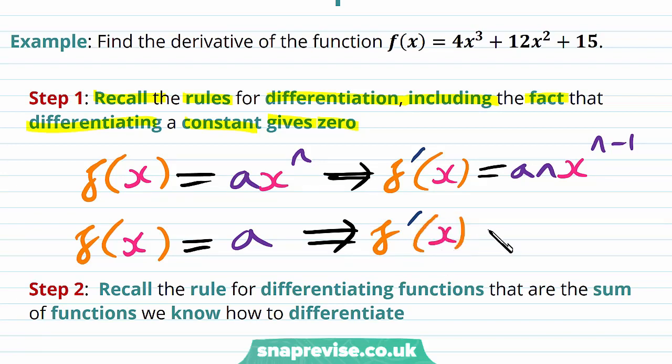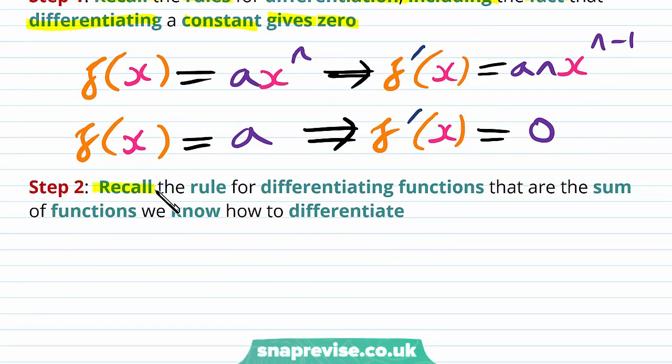This is a rule worth remembering for speed, but it does just come from the first rule. It's the case that n is equal to 0. Because you have n is equal to 0, i.e. ax to the power of 0, which is just a because x to the power of 0 is 1, then the derivative is an multiplied by x to the power of n minus 1. Well, that is an n outside, and n is 0, and so you get the derivative as 0. But as we say, it's worth remembering for speed that differentiating a constant gives 0.